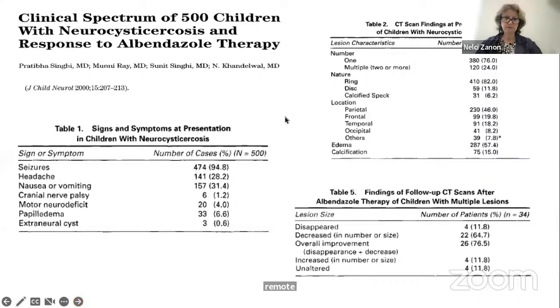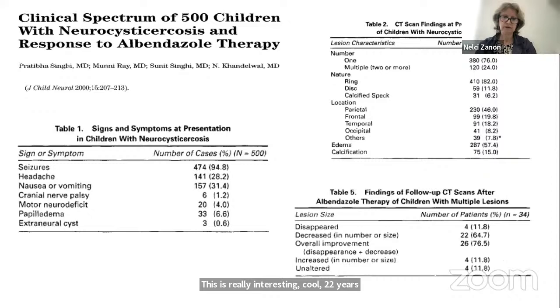This is a really interesting article. It was published 22 years ago by Singhi, about 500 cases of neurocysticercosis in children in India. We can observe the principal signs or symptoms in children. The most common is seizure, and second is headache, nausea and vomiting.